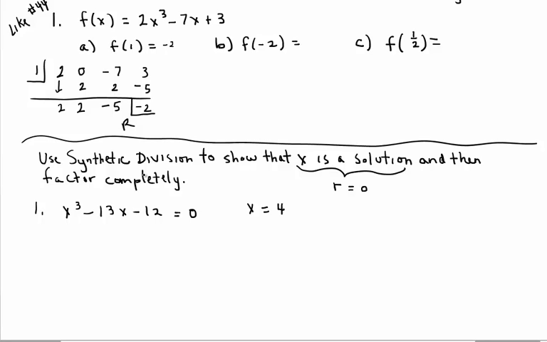If 4 is a solution, that means when I plug in 4 for x, I should get 0. But it wants me to do it a specific way, not just plug in 4, so I have to do synthetic division. So here we go. 4, 1, 0, negative 13, negative 12.